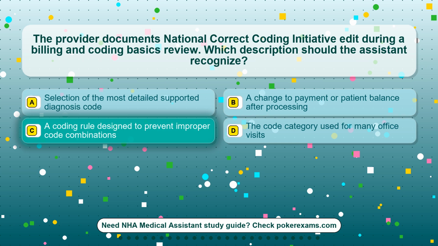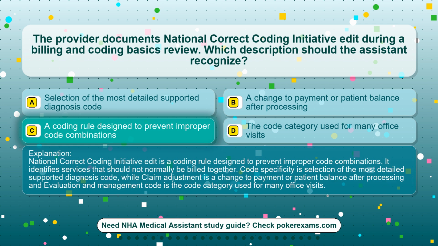The correct answer is option C. A coding rule designed to prevent improper code combinations. National Correct Coding Initiative edit is a coding rule designed to prevent improper code combinations. It identifies services that should not normally be billed together. Code specificity is selection of the most detailed supported diagnosis code, while claim adjustment is a change to payment or patient balance after processing, and evaluation and management code is the code category used for many office visits.